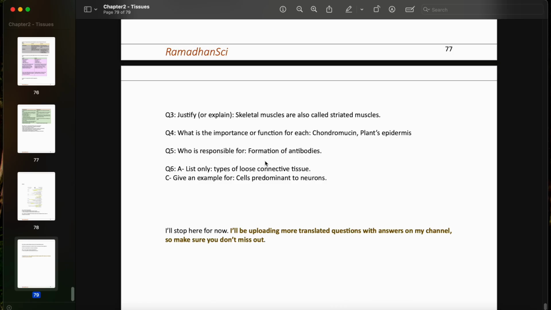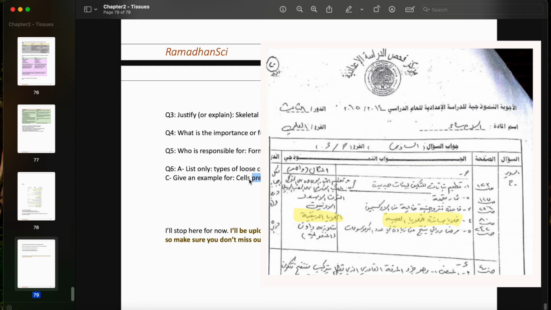Question 6 is telling you also to give an example for cells predominant to neurons. Okay, this is some weird phrasing, weird choice of words, just to make you confused. But the answer is simple. The answer is neuroglial cells. We said that the neuroglial cells are more than neurons, and they make up more than half of the brain volume.